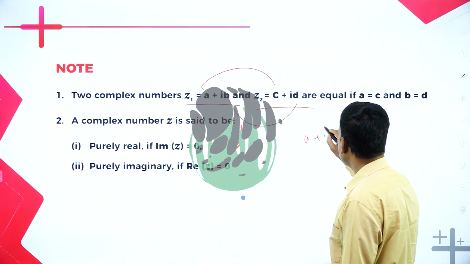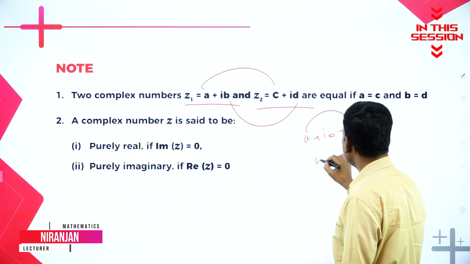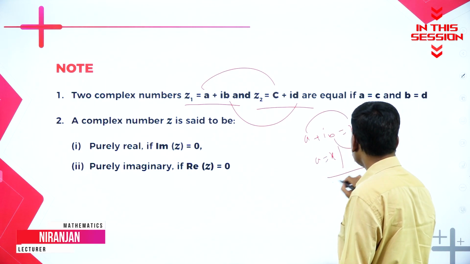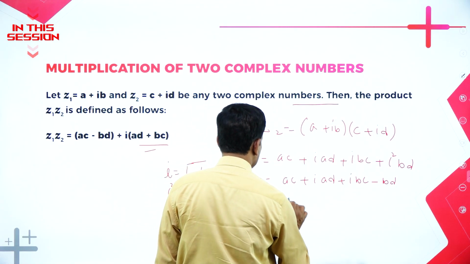Say a plus ib is equal to x plus iy if and only if a is equal to x and b is equal to y. So the imaginary part and the real parts are equal separately. Now equate the real parts. What are the real parts?